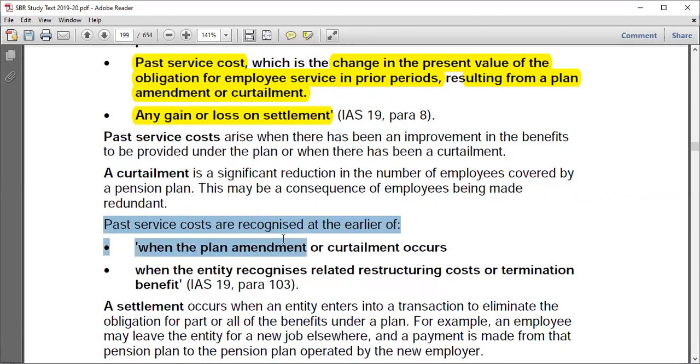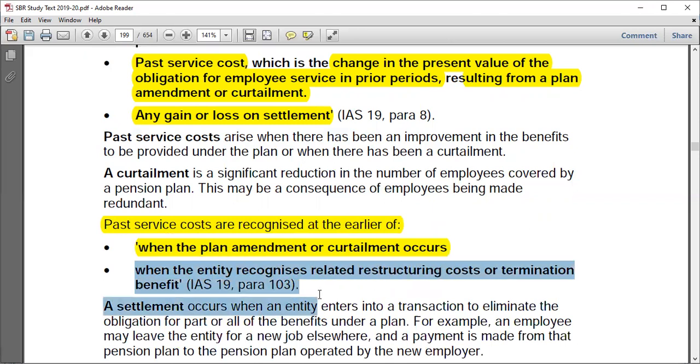So past service costs are recognized at the area of how do you recognize these past service costs now. It will really depend on how you do recognize them, right? It's either when the plan amendment or curtailment occurs, as we have just seen above here, but it could be that when the entity recognizes the related restructuring cost or termination benefits, right? It could also be something like this.